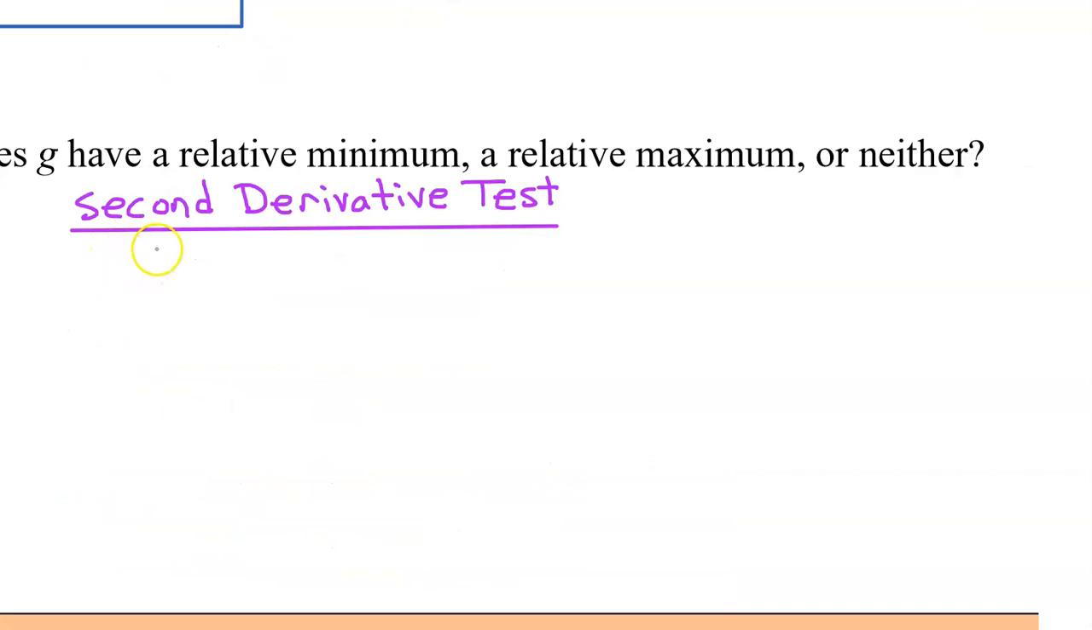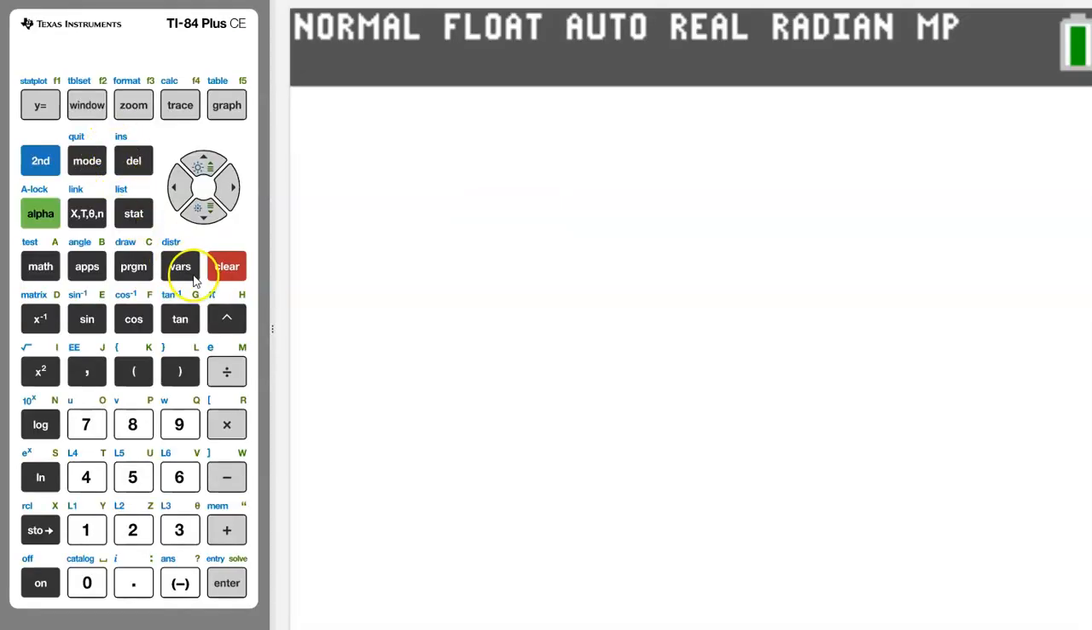But we could also use the second derivative test to identify relative extrema. If I want to know if we have a relative min, a relative max, or neither at 5.302, I evaluate the second derivative at 5.302. Of course, the fastest way to evaluate g double prime at 5.302 is to use your graphing calculator using all of the tips and tricks I've taught you throughout this video.